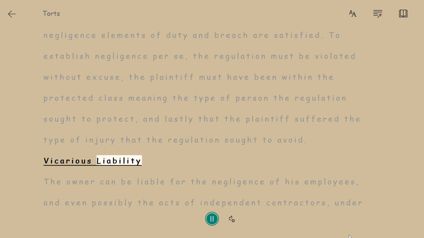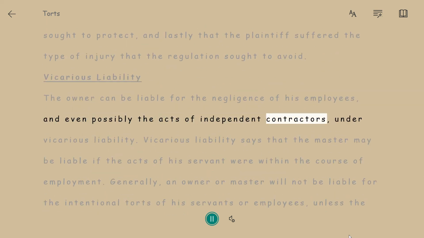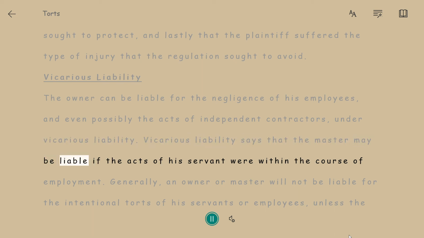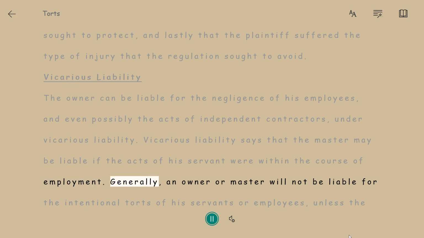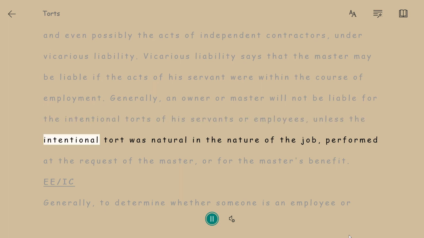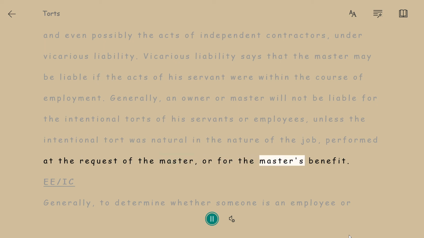Vicarious liability. The owner can be liable for the negligence of his employees, and even possibly the acts of independent contractors, under vicarious liability. Vicarious liability says that the master may be liable if the acts of his servant were within the course of employment. Generally, an owner or master will not be liable for the intentional torts of his servants or employees, unless the intentional tort was natural in the nature of the job, performed at the request of the master, or for the master's benefit.